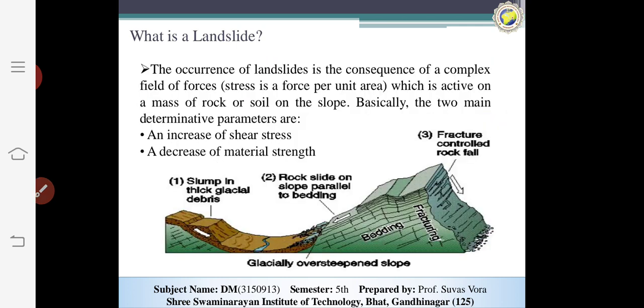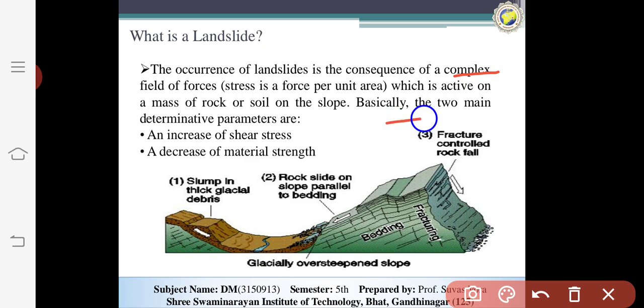Now, what are landslides? We can say that the occurrence of a landslide is a consequence of a complex field of forces which act on the mass of rock or soil on the slope. Basically, there are two determinative parameters: the increase of the stress and the decrease of the material strength.